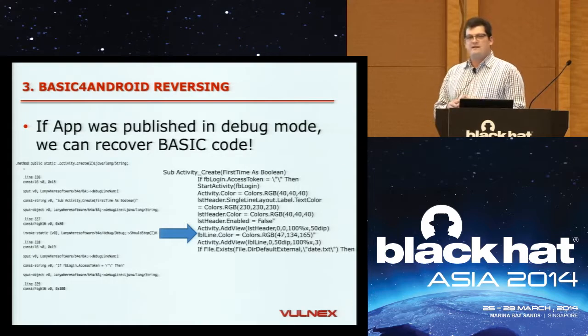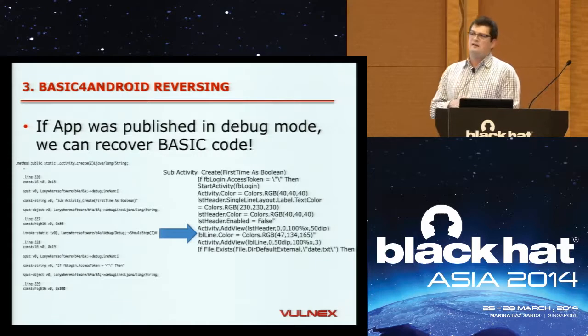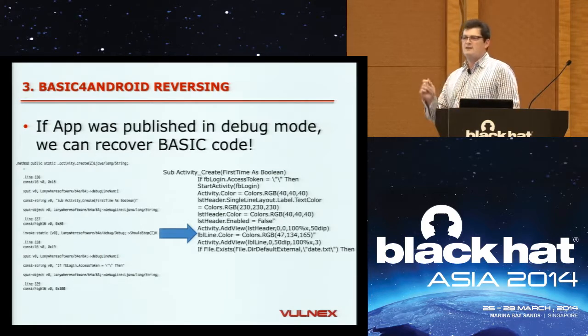One of the interesting things is, as I showed you, we write the application in BASIC, and it gets translated to Java. But if the application has been published in debug mode, we can recover the BASIC code. We have seen this for real in several applications published in the markets in debug mode. Here, for example, we are reversing a BASIC for Android application. We are looking at the Java code, but we only focus on the constant strings, and from the strings we can pretty much recover the entire BASIC code.